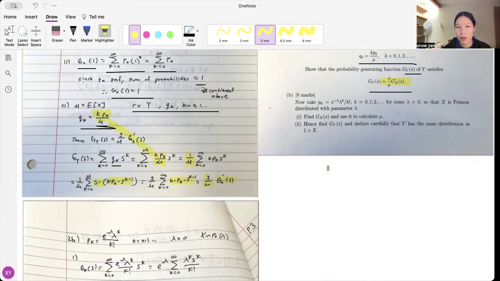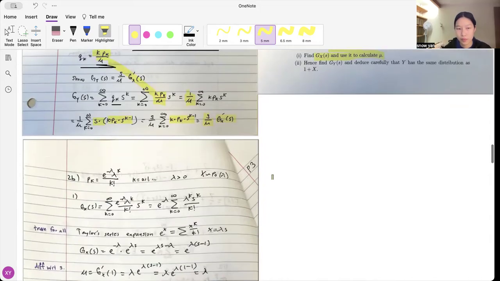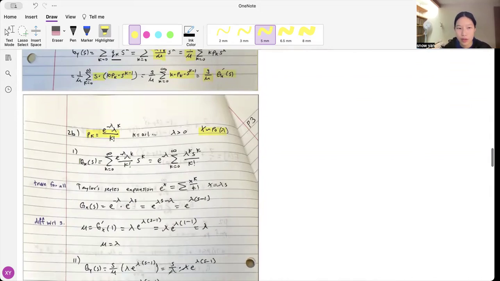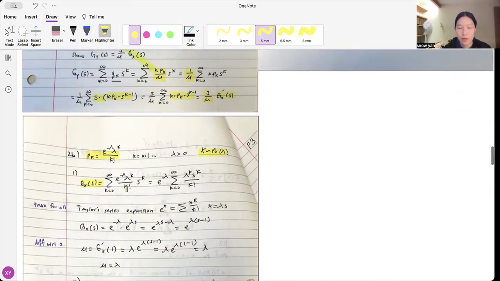Now, moving on to part B. Now we have p_k equal to this, so they actually give us what the PMF is. For some lambda greater than 0, X is Poisson distributed with parameter lambda. Find G_X(s) and use it to calculate mu. So I know that X follows Poisson. Great. Because before I have p_k over here, now I just substitute this value. I move e to the negative lambda outside because it's a constant and not dependent on k. So I have this expression left on the right-hand side.